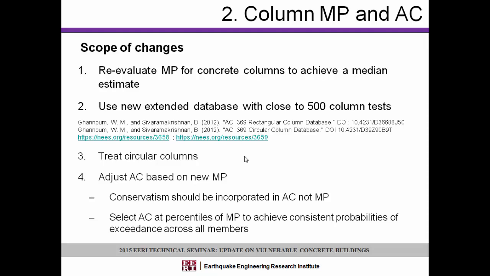We'll put the conservatism only in the acceptance criteria, and we will select them to give us a consistent probability of exceedance for all the members. Now, in this iteration, we're going to only do columns, but this should be the future for the next iteration of the document.